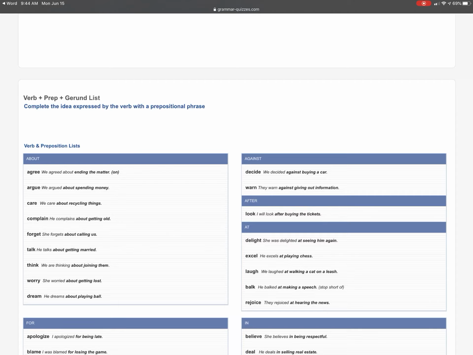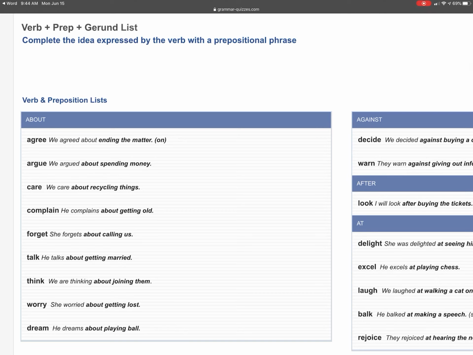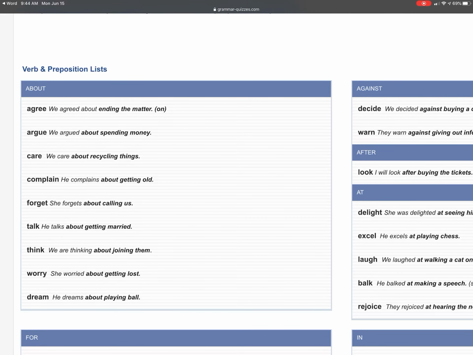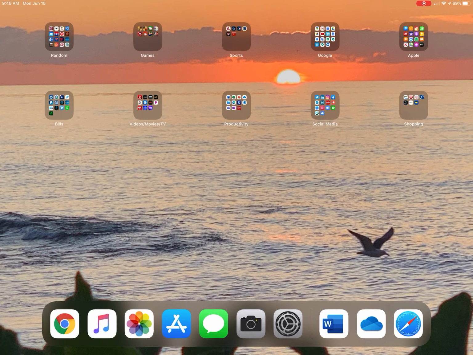When we say argue, we argued about. After argued about, we can only use the ing. We argued about spending money. We argued about going to a restaurant. It will be the same for all of these. She forgets about calling us. She forgets about doing her homework. He talks about getting married. He talks about moving to a new city. Whenever we use some of these words here, after these, we can only use the ing gerund.